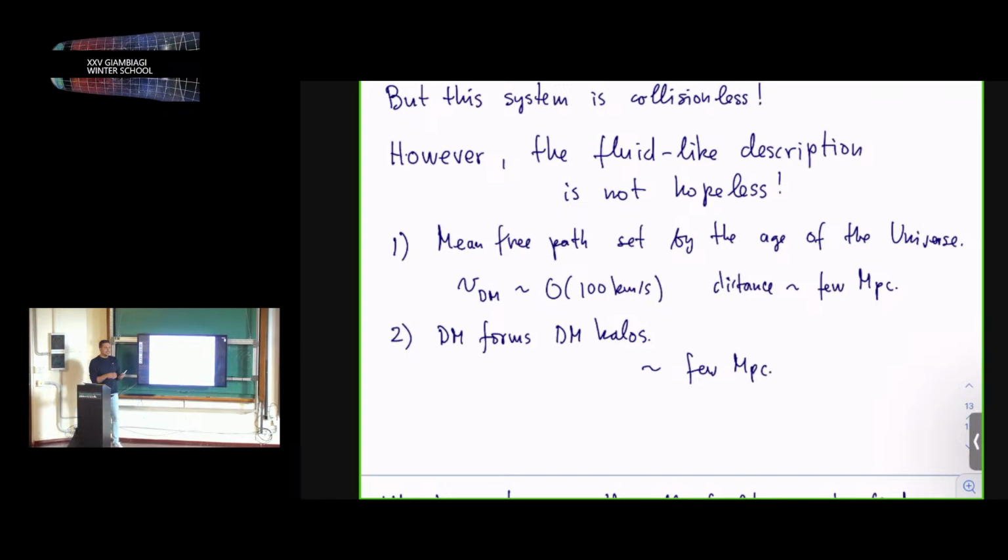So we see that these few megaparsecs in Fourier space is roughly 0.3 or 0.5 or whatever you want to call it, h over inverse megaparsec. And this is exactly the nonlinear scale that I was mentioning at the beginning.